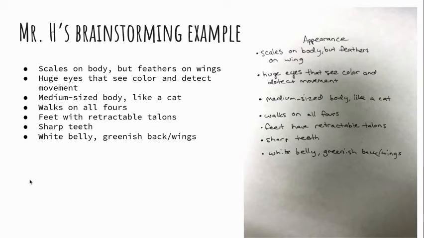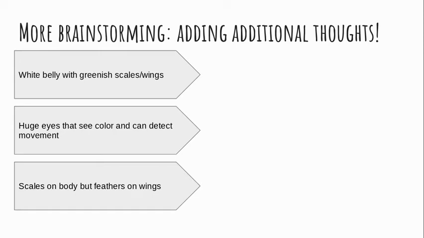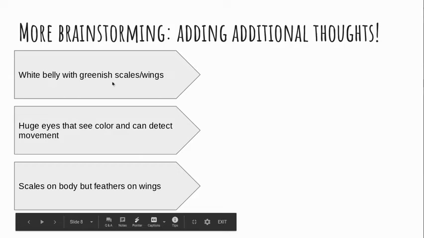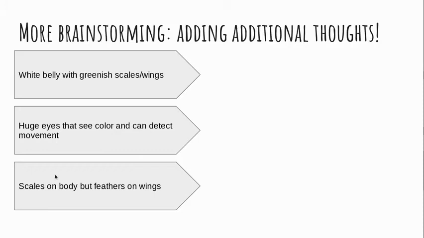So I started off by just brainstorming things about what I want it to look like. And then I picked the ones that I was interested in using. So you can pick 3 or 4. You'll probably come up with more ideas than you actually end up using. So here are the 3 things I picked. That it's got a white belly with greenish scales and wings, that it's got huge eyes that see color and detect movement, and that it's got scales on its body but feathers on its wings. So for each one of those, I try to come up with an additional thought that gives more information about that detail.